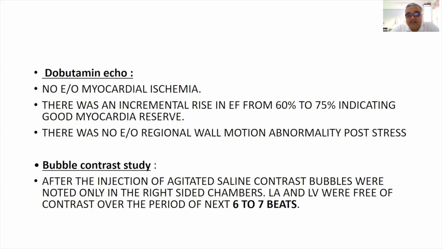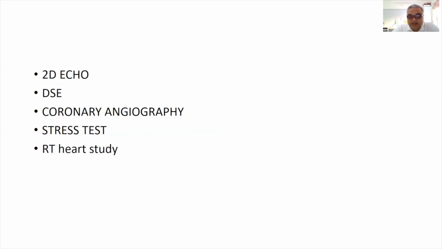Bubble contrast study is done to see the shunts, intracardiac versus pulmonary shunt. If you inject saline with air bubbles, and if you see the air bubbles in the left side of heart within 4 beats, that is intracardiac. And if you see the bubbles after 5 to 6 beats, that's pulmonary shunt. Pulmonary shunts are more troublesome in any patient than the intracardiac shunt. These are the routine tests we go ahead with before going any patient for a liver transplantation.